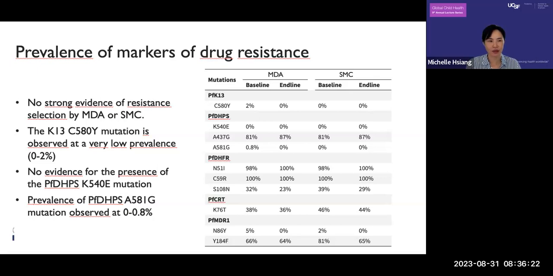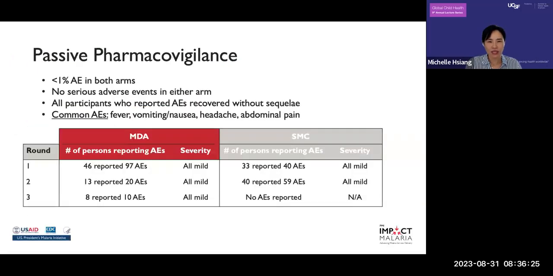So it's good. And then we did passive pharmacovigilance, which meant when people had an adverse event, they would alert a community health worker or somebody in the study. And we had less than 1% AEs in both arms. No SAEs in either arm. And anybody who had an AE recovered without sequelae. They were fever, nausea, vomiting, headache, abdominal pain.